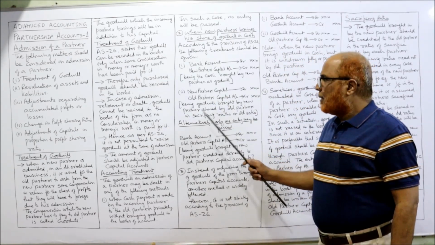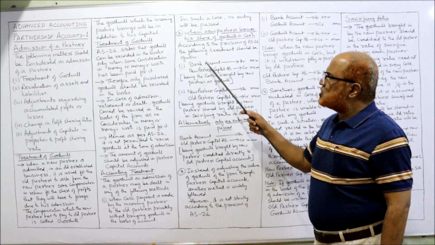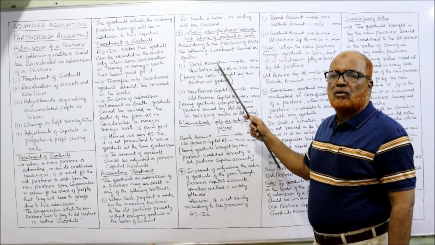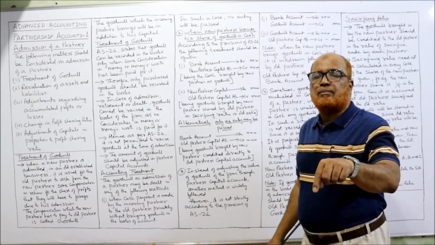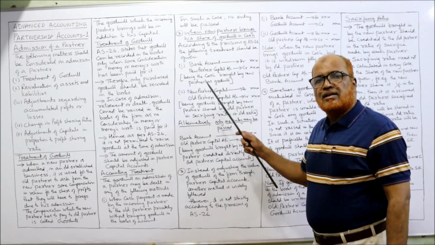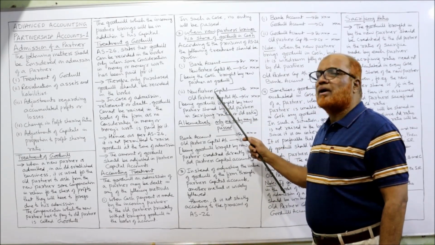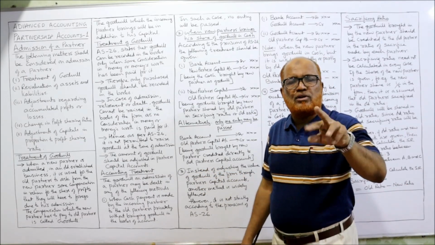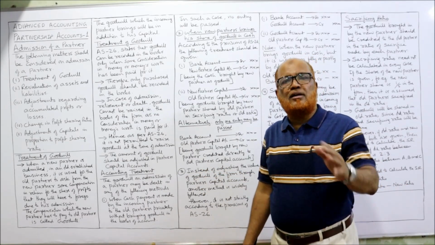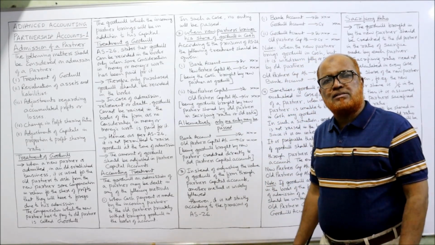So this is the method. Alternatively, only one entry will be passed. What is the common thing in the first two entries? First entry, bank account debit, new partner's capital account credit. Second entry, new partner's capital account debit. That means first we are crediting the new partner's capital, and second we are debiting it. So the new partner's capital is getting closed with the same amount. So why credit and debit again? Instead of that, only one entry can be passed.